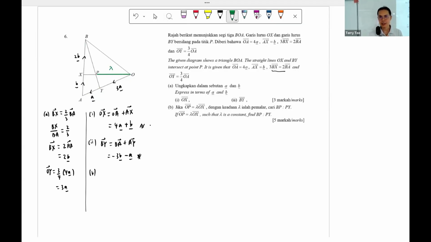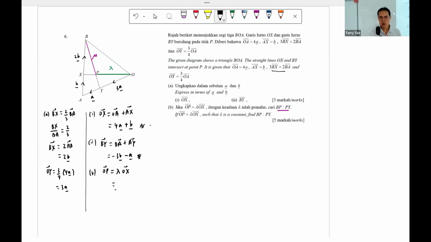Then they give us the other one. The other one is what? BP to PY. BP is here. PY is this. So I'm not going to find BP to PY first. I'm going to call this mu. Use another symbol, right? So, okay, let me start by writing OP equals lambda OX.